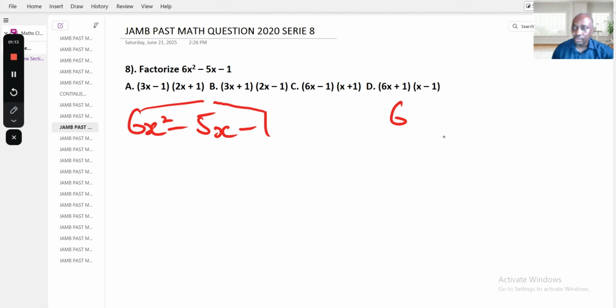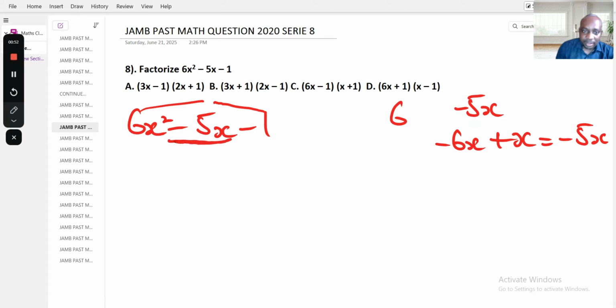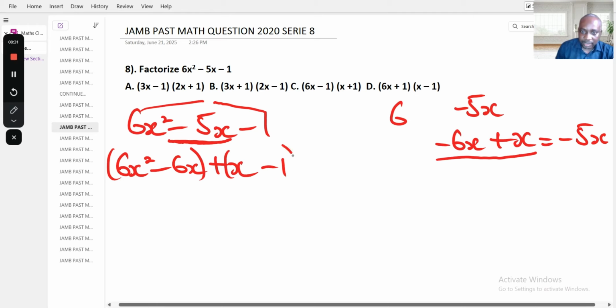How do we form this one? Now we have minus 5x. Now we are going to say minus 6x plus x is going to give us minus 5x. That is what we are trying to look for here. Therefore, we are going to remove this minus 5x and replace it with this one, because it's the same thing. Let's begin: x squared minus 6x plus x minus 1 remains here. Let's close the brackets.